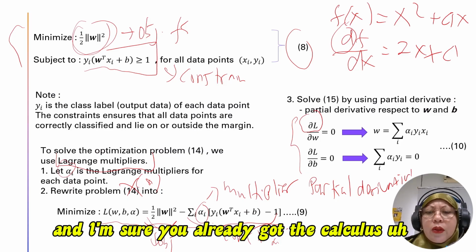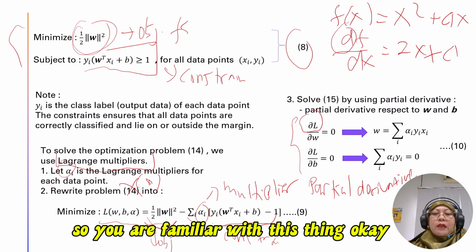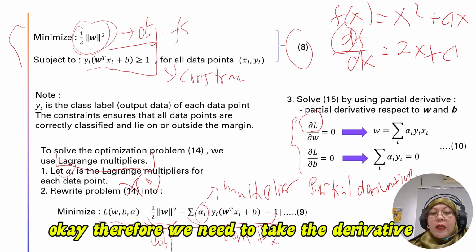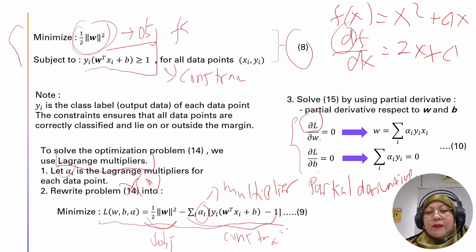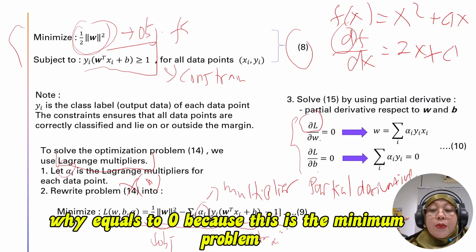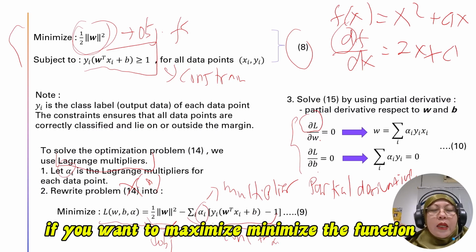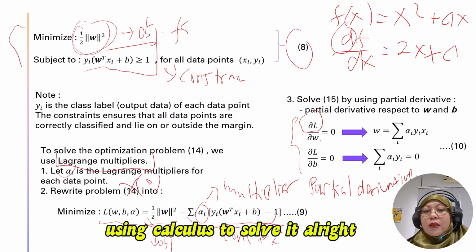And I'm sure you already got the calculus course, right? So you are familiar with this thing. Because we want to solve w and b, we need to take the derivative with respect to w and b. That's why here it equals 0, because this is a minimum problem. If we want to minimize the function, we need to take the derivative equal to 0. That's using calculus to solve it.